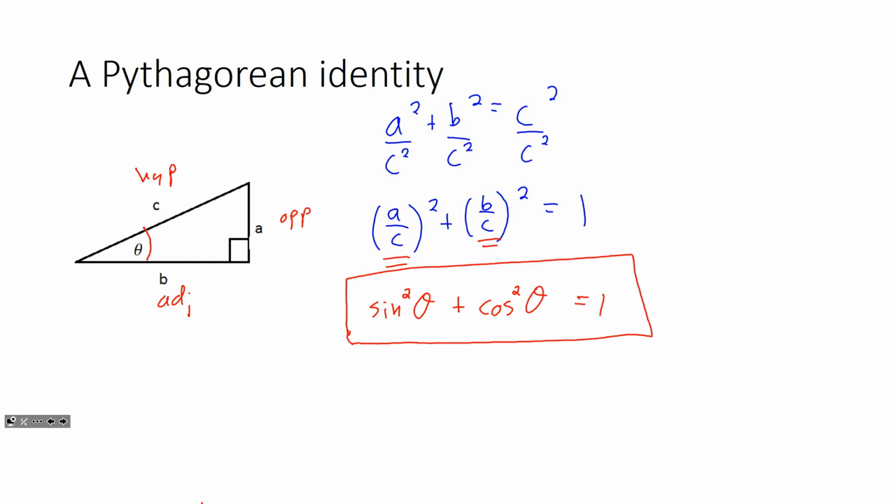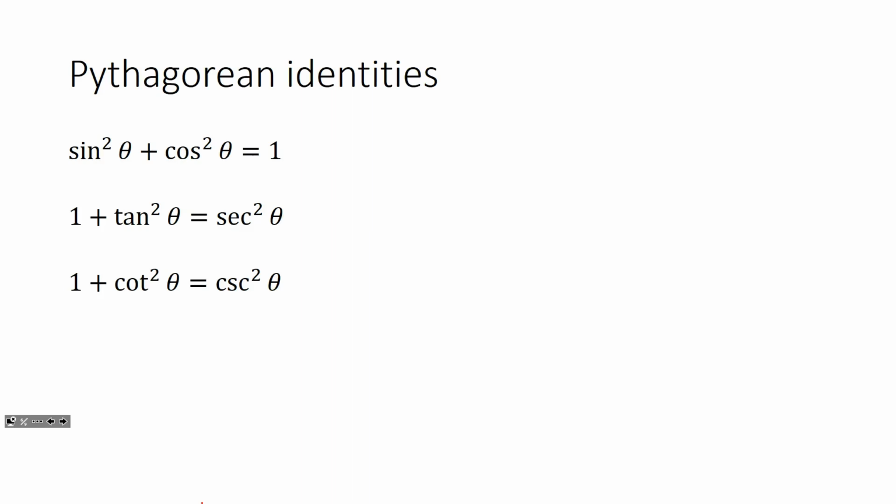There are two other Pythagorean identities you can get. Notice up here in the derivation I decided to divide all three terms by c squared. I could also redo it and divide all three terms by a squared. I could also do it a third time and divide all three terms by b squared. You're going to get the second and third identity on this page if you follow those other steps. So these are known as our Pythagorean identities. Notice the second one, 1 plus tangent squared equals secant squared, and the third, 1 plus cotangent squared equals cosecant squared.